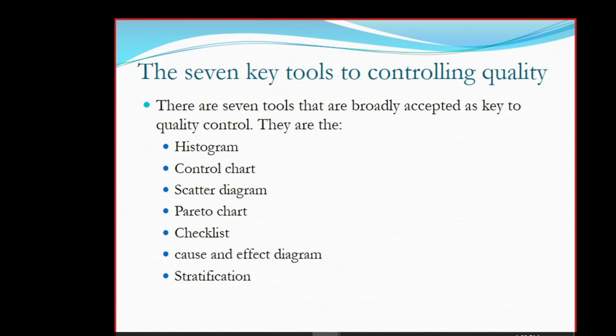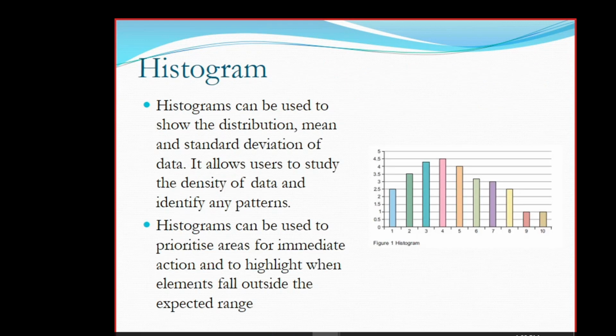Okay, so some tools that they use are, for example, a histogram. This is what a histogram looks like. I'm sure you are familiar with this type of histogram, especially if you work with Excel. A histogram can be used to show the distribution, the mean and standard deviation of data. So all of these are statistical terms that people who work with quality use. It allows users to study the density of data and identify any pattern.